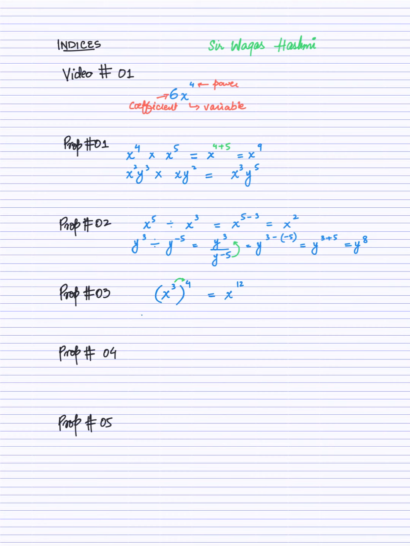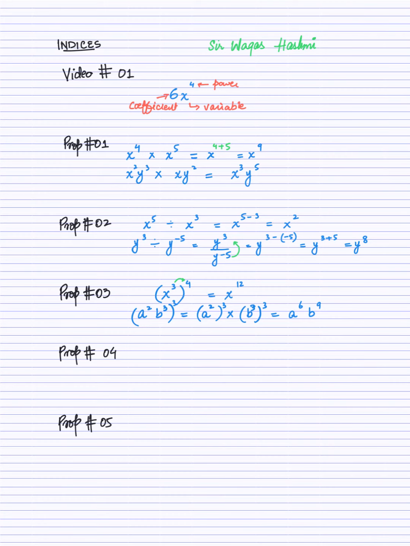Furthermore, if you have more than one variable in a bracket and there is a whole power, you can write it as a square with the power 3 on it and b cube with the power 3 on it. So it will be a to the power 6 and b to the power 9. What I'm supposed to explain here is that the whole power applies to all the individual quantities present inside that bracket.